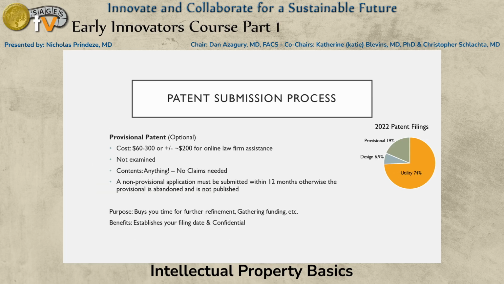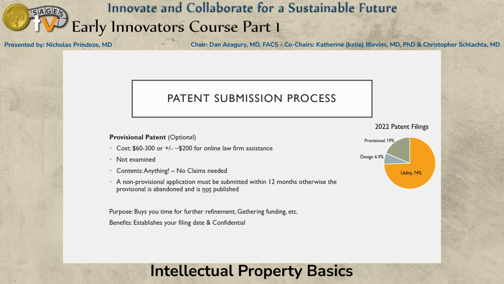So let's talk a little bit about the patent submission process. I'm just going to highlight provisionals first. Provisional patents, they're not patents, and I want to highlight that. They're not patents. They're relatively inexpensive, they're easy to submit. It can be anything. You can write up a paragraph of your creation and submit that. No one's going to review it. You do not need claims. And it essentially expires after 12 months if you don't convert this to a full utility patent.